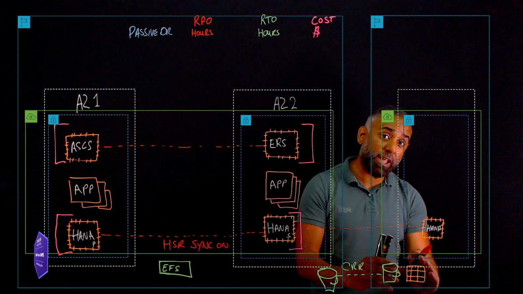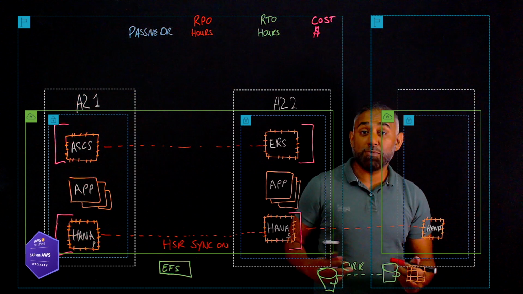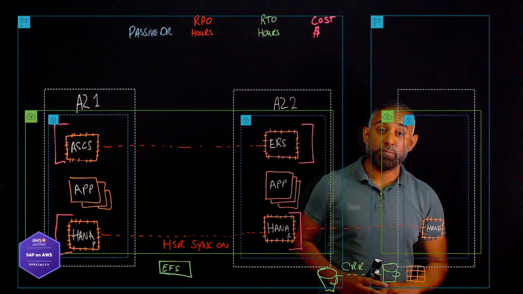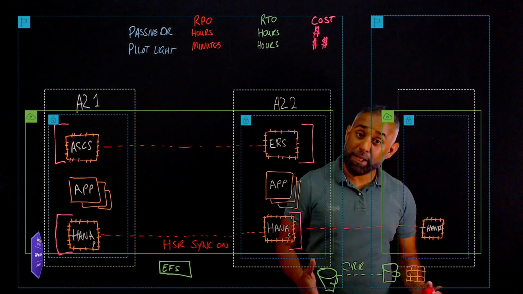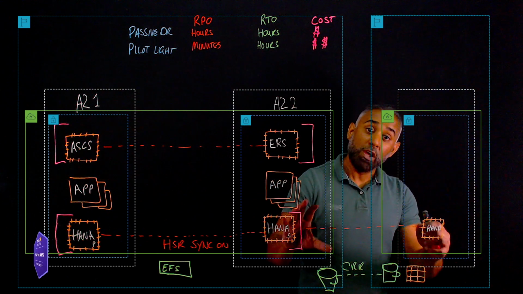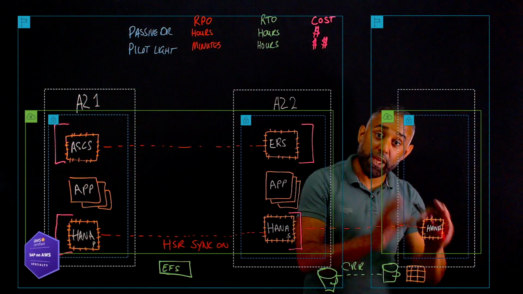We can restore our application tier again from our AMIs. The question then is how does that affect the RPO, RTO, and the cost? Okay, so for pilot light, you can see the RPO is minutes now because we're having active replication to EBS volumes in our secondary region.